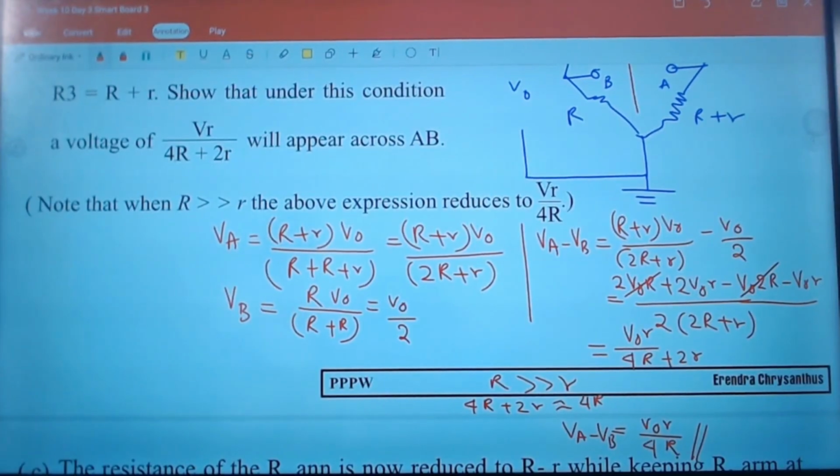You can see I am just using the potential divider method. Nothing else. I am using the potential divider method.